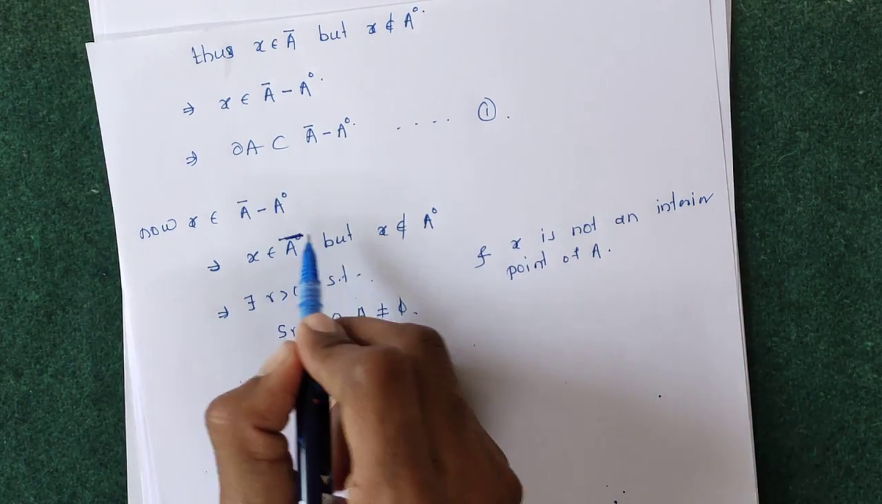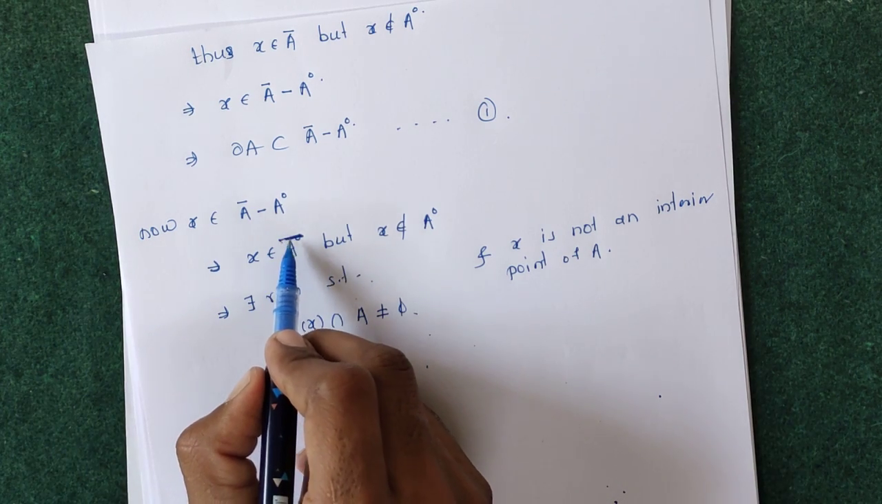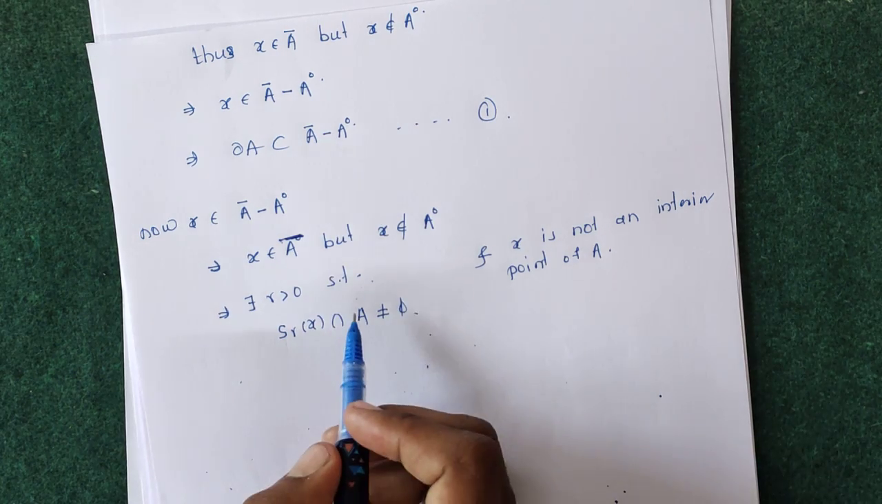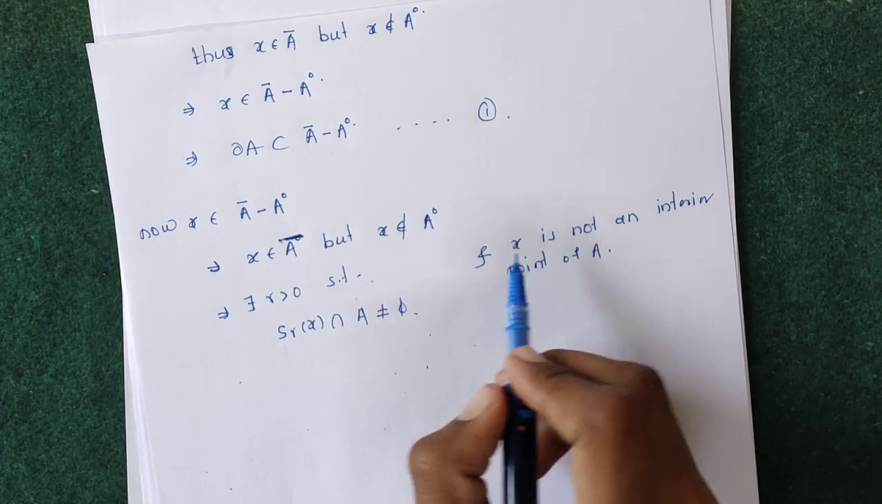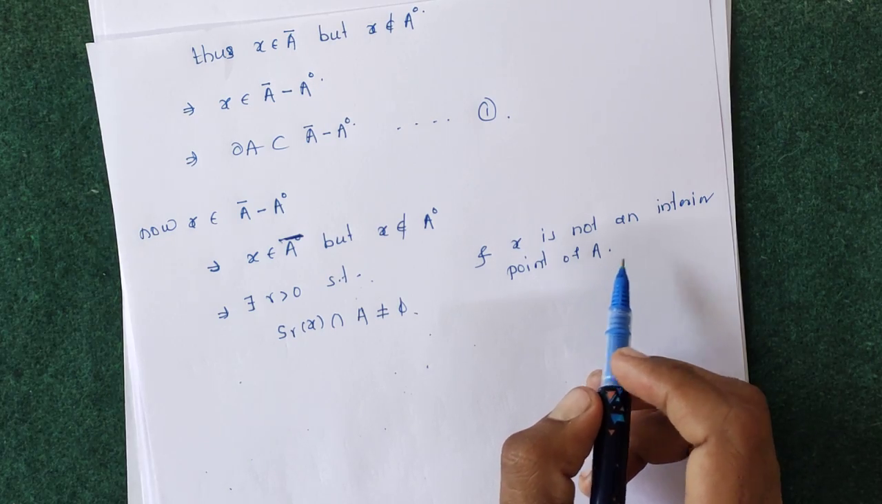Here x belongs to A closure but x doesn't belong to A interior. x belongs to A closure means x may be a limit point, so there exists some radius greater than 0 such that S_r of x intersection with A is non-empty. Also, x doesn't belong to A interior means x is not an interior point of A.